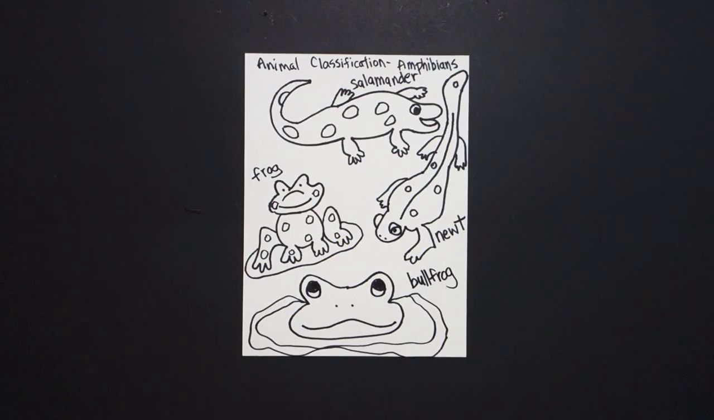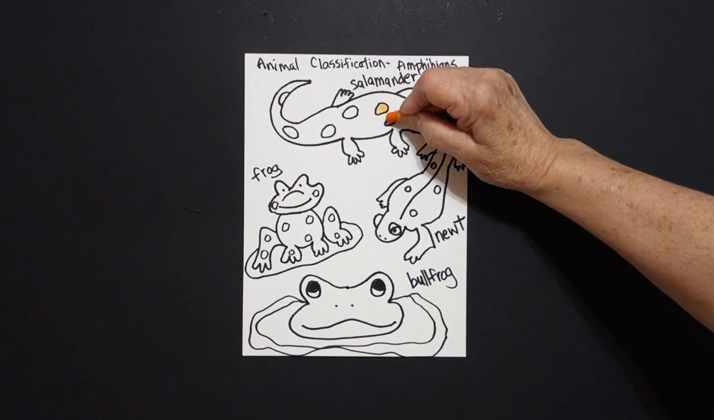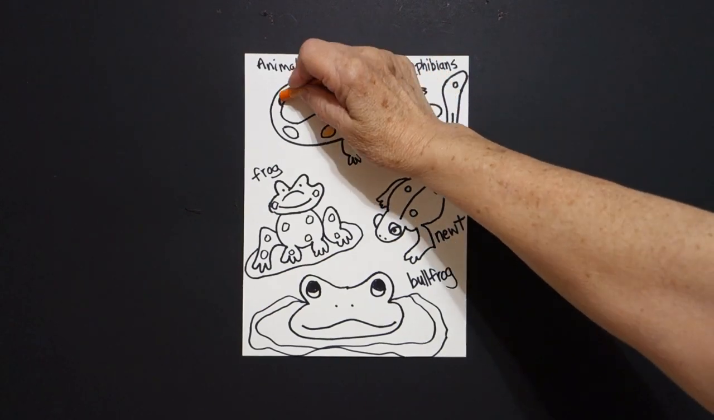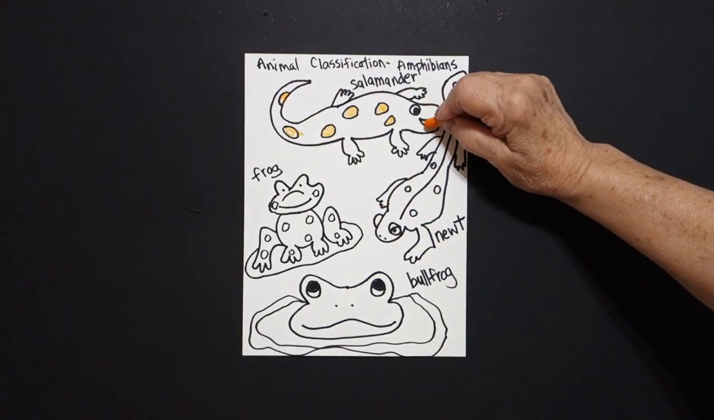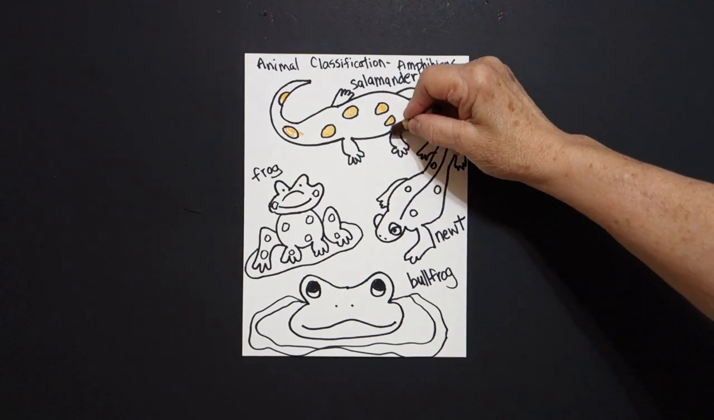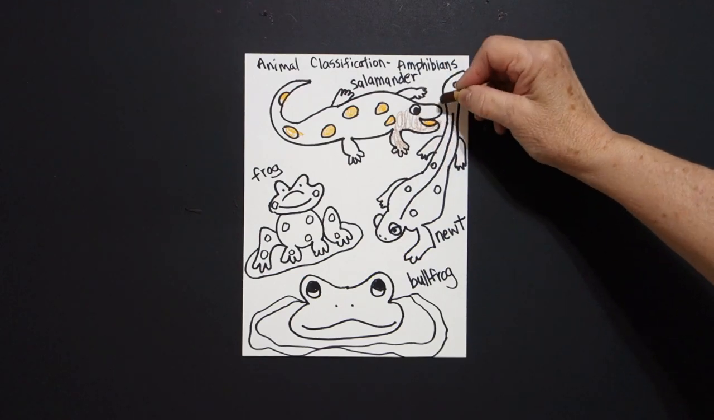Okay, let's see how we're going to color these in. We're going to start at the top with our salamander. And for the salamander, I'm going to color all of these little flat, weird-looking ovals orange. And I'm going to color the inside of his mouth orange. And then I'm going to color the rest of him brown.